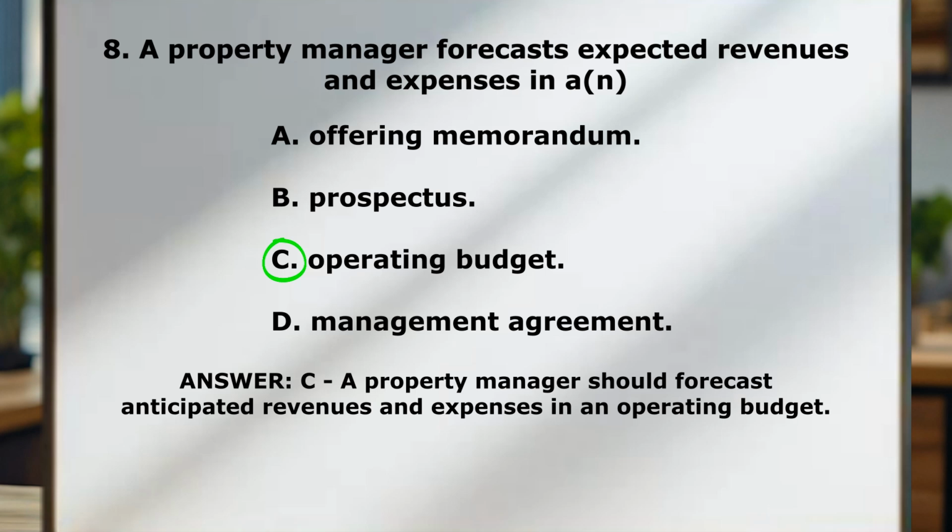So for this one, to know the answer, you need to make sure you understand the definition of each of those answers. If you basically understand what an operating budget is, you would know that it forecasts revenue and expenses, right? An offering memorandum is basically when an investor is offering some sort of property, they're going to show you the return. Prospectus, similar idea there. And then a management agreement is obviously just an agreement between two parties. So those don't fit. The answer is C.